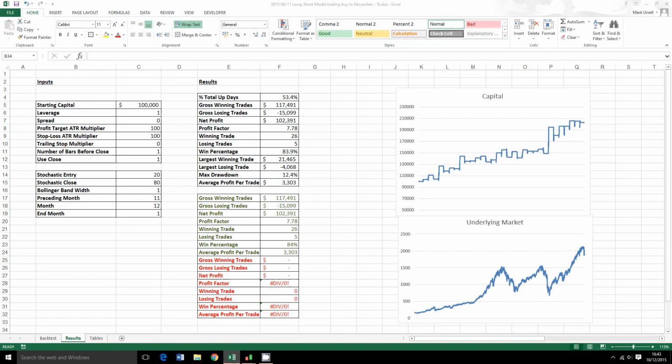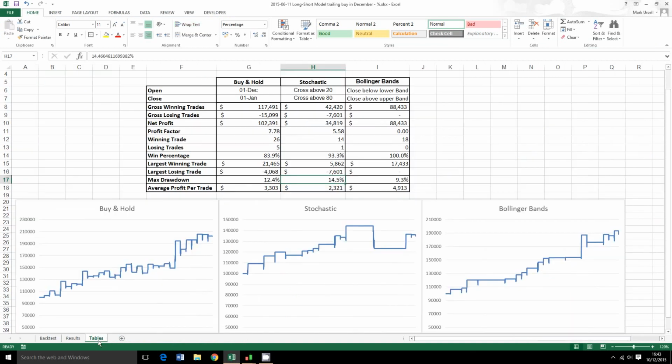Now, I've already done this analysis. I did use this spreadsheet to do the analysis, and to be honest, it didn't take very long. I've got here the results that we've already seen, the buy and hold results here. Now we have the stochastic results, and I'm going to take out a few things that were interesting to me. Firstly, we've got a slightly higher win percentage, although as we can see, this comes with only half as many trades as with buy and hold.